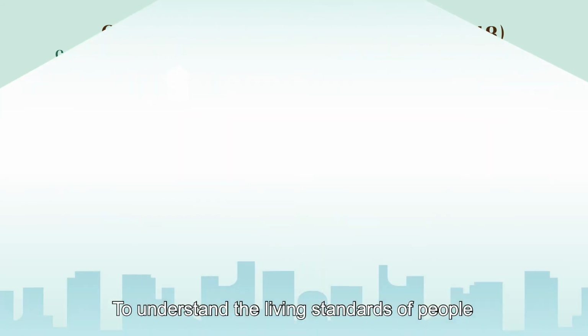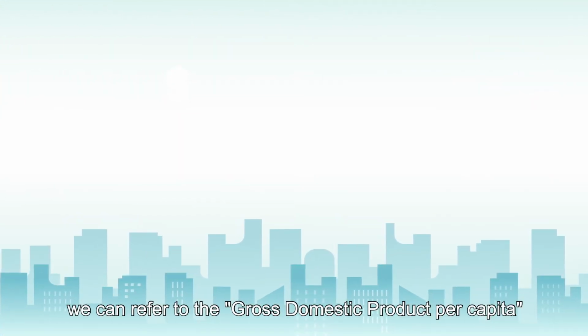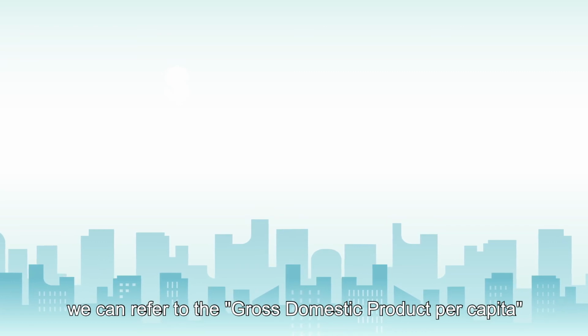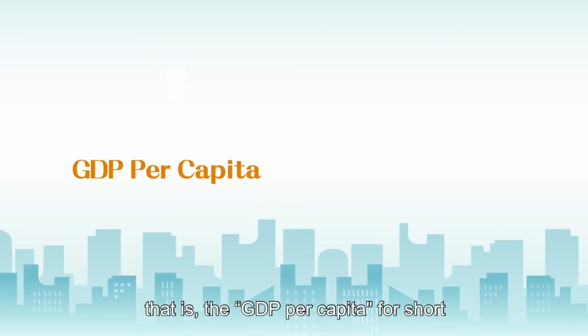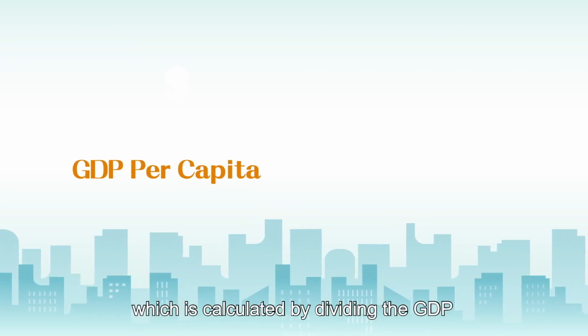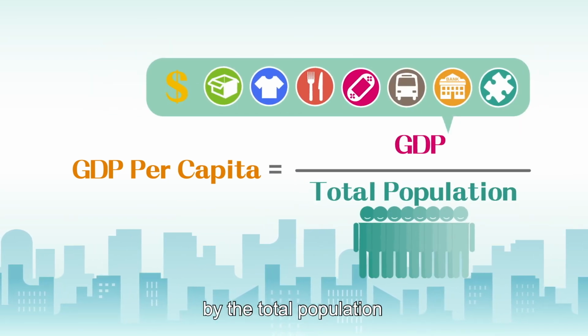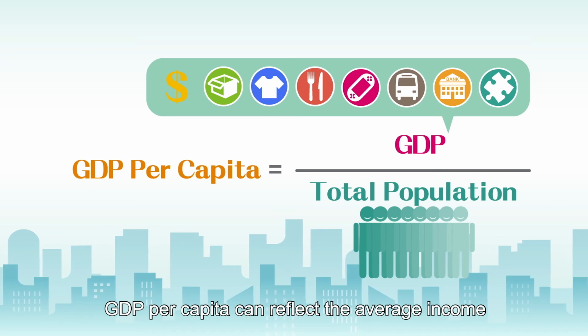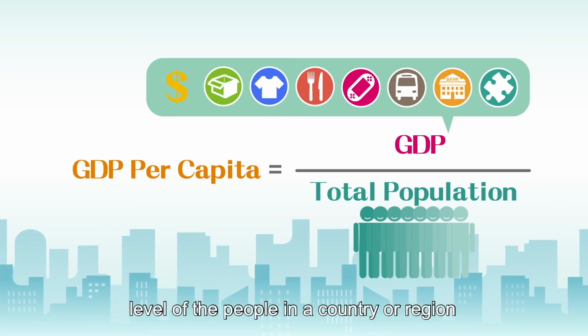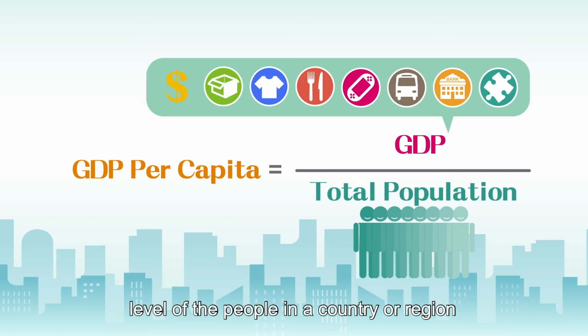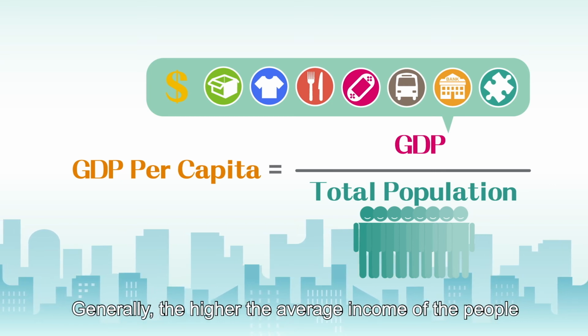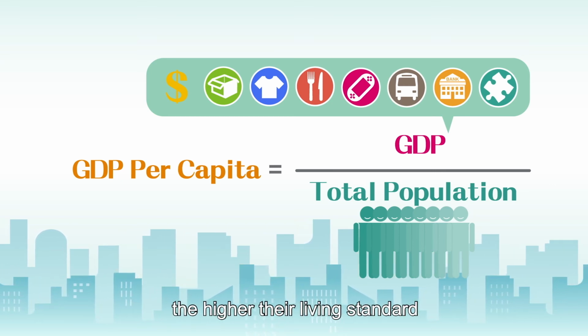To understand the living standards of people in a country, we can refer to the gross domestic product per capita, that is, GDP per capita for short, which is calculated by dividing the GDP by the total population. GDP per capita can reflect the average income level of the people in a country or region. Generally, the higher the average income of people, the higher their living standard.